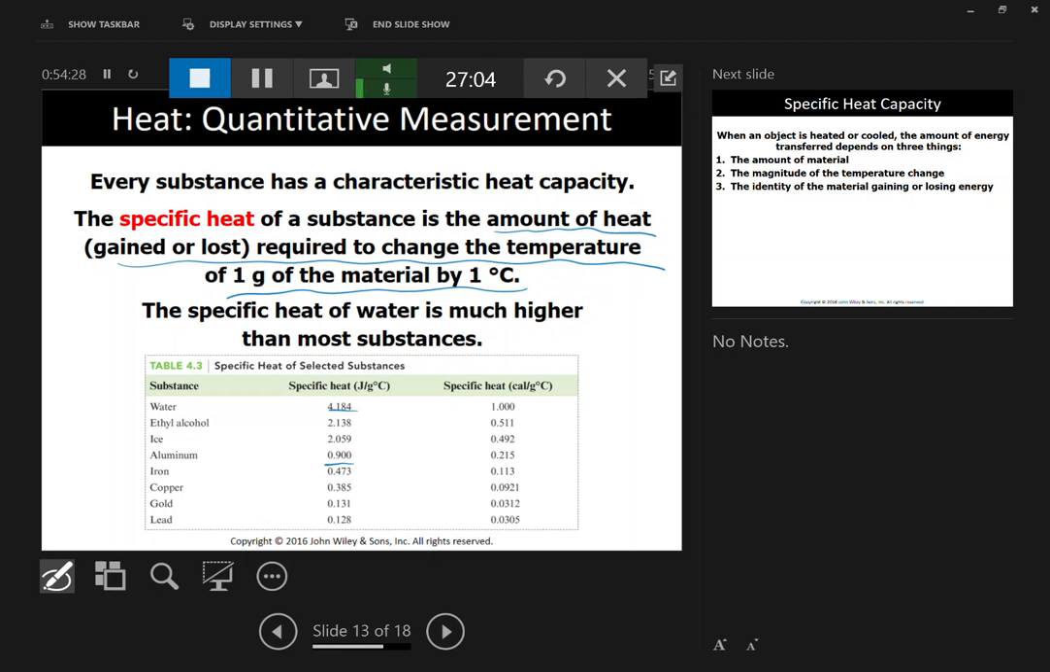Now, if you look at this table here, you see that the metals have a very low specific heat. Non-metals have a higher specific heat, and water exceptionally has a very high specific heat.